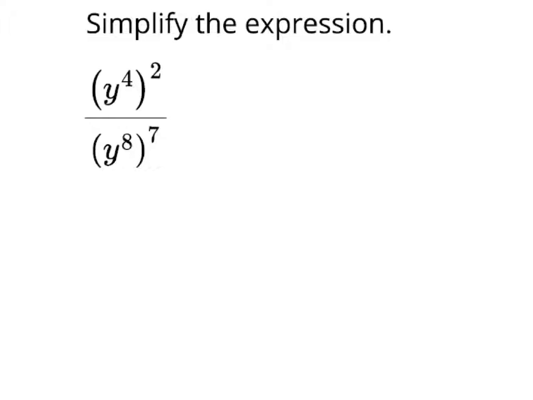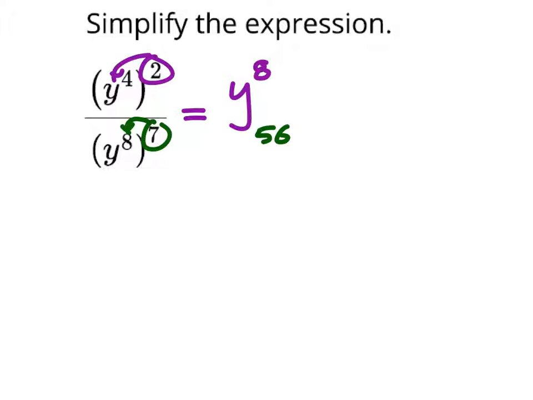All right, so we'll simplify these. Now, I suppose this one does require some kind of order of operations. For example, I can't take the 4 and subtract the 8 from those exponents. I've got to simplify that expression first. So what I'm going to do is multiply the 2 and the 4. So that'd be y to the power of 8. And then in the denominator, 7 times 8, that's going to be 56.